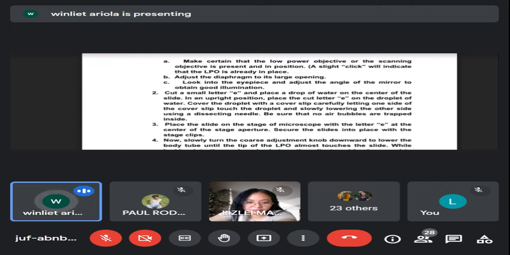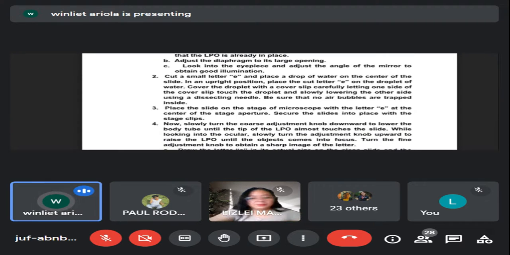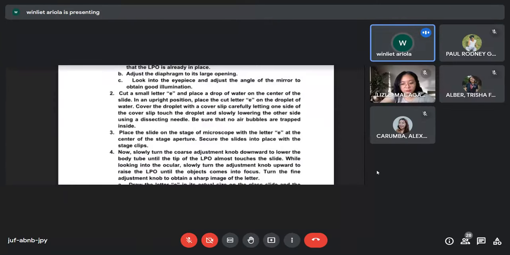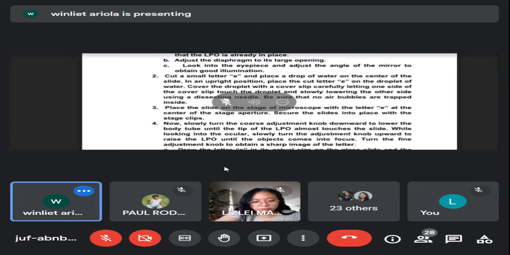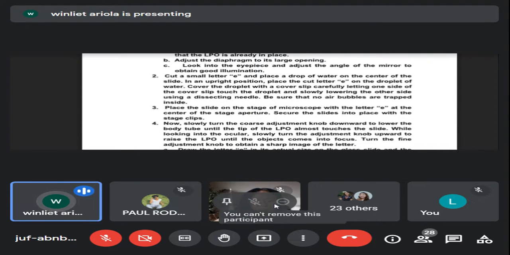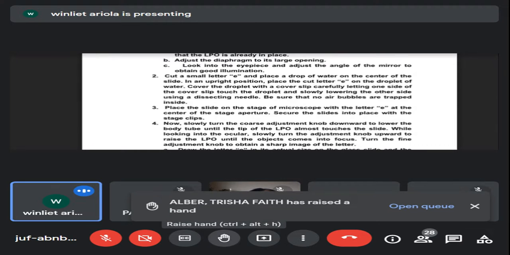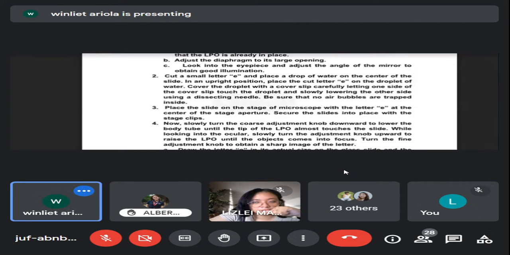Okay, so this activity, no? So, this is the letter E. So, what's this? Remember kung ano yung ginawa dito sa activity with letter E. Explain lang kung anong nangyari, anong naging result with this part of the activity wherein you cut small letter E. What happened to the letter E when it is viewed under LPO and under HPO? Yes, Albert.